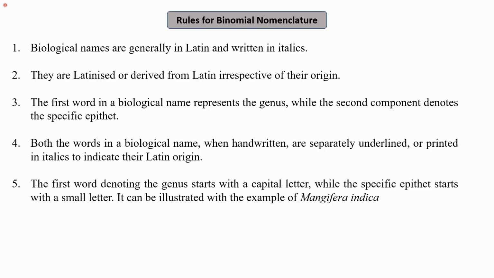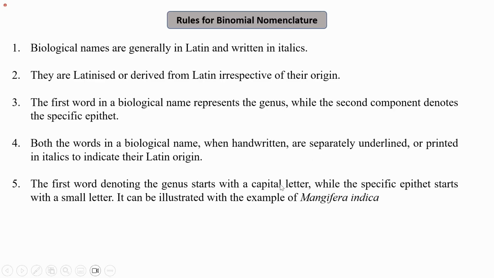Both the words in a biological name, if I am using a pen and paper and handwriting, so when I am writing a scientific name, it should be separately underlined. Like I cannot underline Mangifera indica together. Mangifera should be underlined separately, indica should be underlined separately, and it should always be underlined if I am writing a scientific name. And if I am using a computer or if I'm printing some scientific name, it should be in italics to indicate their Latin origin. So it should always be underlined and it should always be italicized, whatever the situation permits.